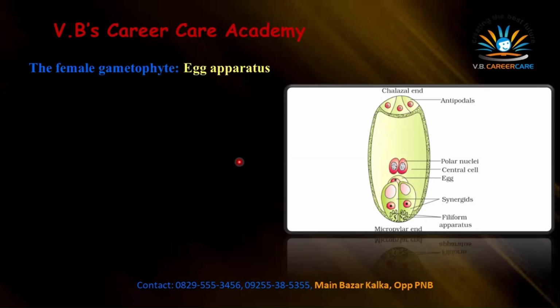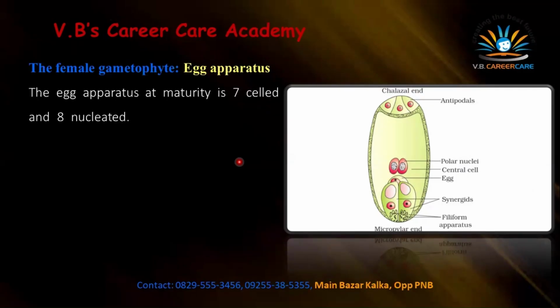Now let us study the female gametophyte, which is the egg apparatus. Let us study this in detail. The egg apparatus at maturity is 7-celled and 8-nucleated. So there are 7 cells but 8 nuclei. There are 4 types of cells present in the egg apparatus. We will see them in the diagram also.